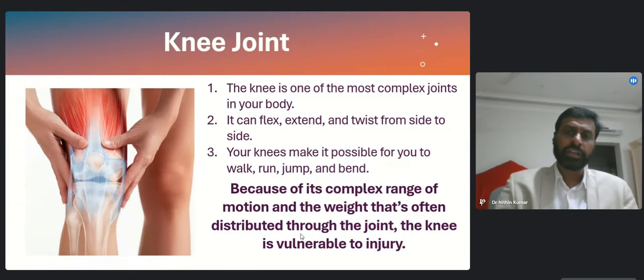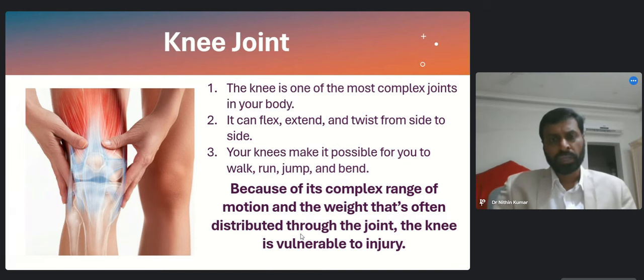Now, we all know that knee joint pain is very, very common. It is the second most common cause of joint pain in the body. Back pain is the most common, and after that, knee joint pain comes second. The reason knee joint pain is so common is that there are multiple structures within the joint which can cause injury and pain. So it's a very complex joint.